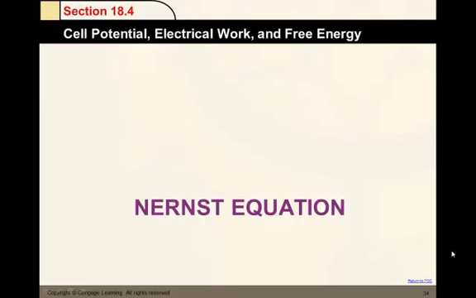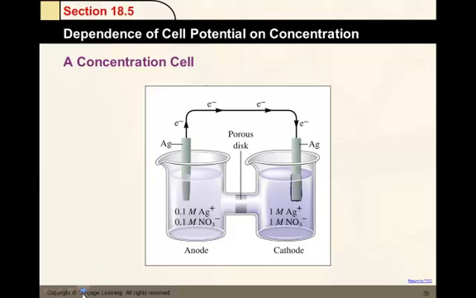The Nernst equation is a new equation for us because it relates electrochemical cells that are not at standard conditions. Here's an example of a concentration cell.